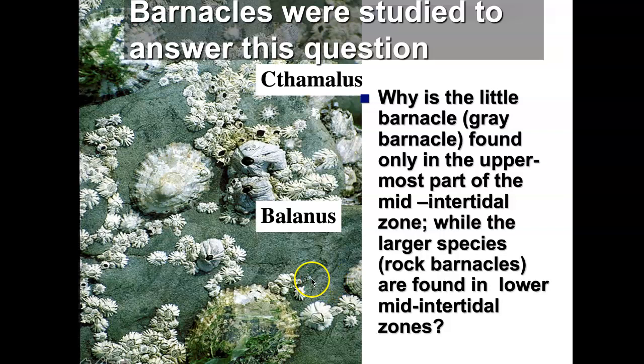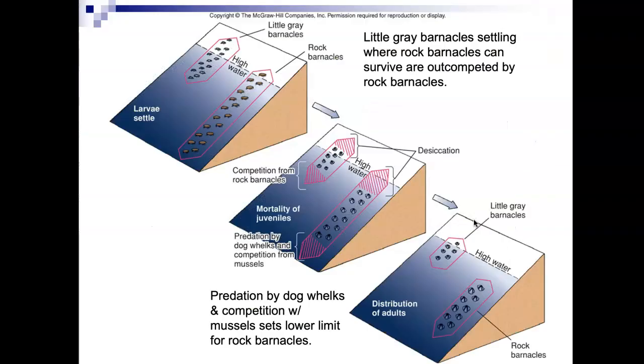While larger species of barnacles, like your rock barnacles here, are going to be found lower in the intertidal zone, down where they're going to be more immersed. They're going to spend more time underwater. So the upper intertidal zone is going to be towards the shoreline, and the lower intertidal zone is going to be towards the waterline, or immersed under the water.